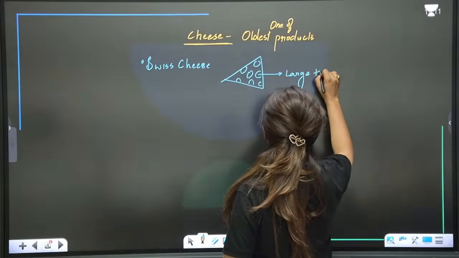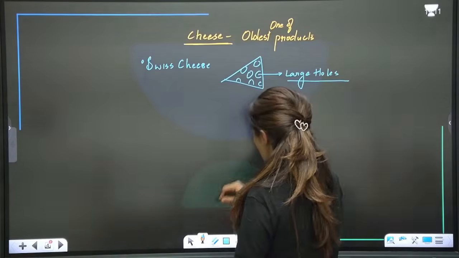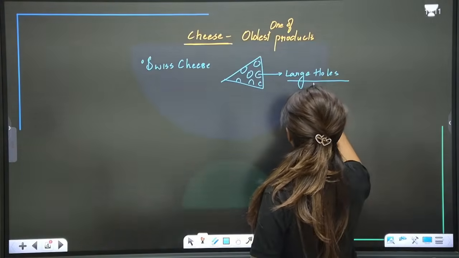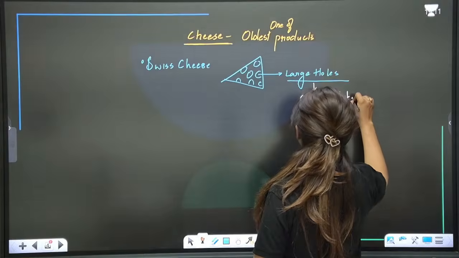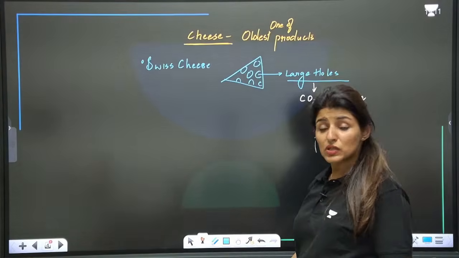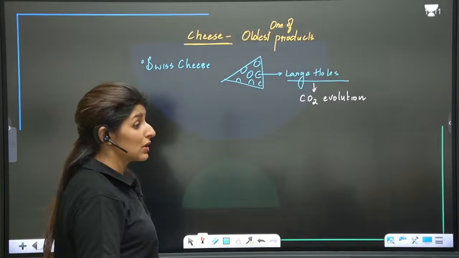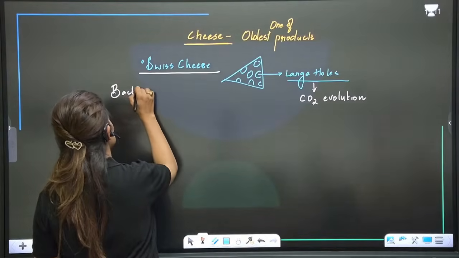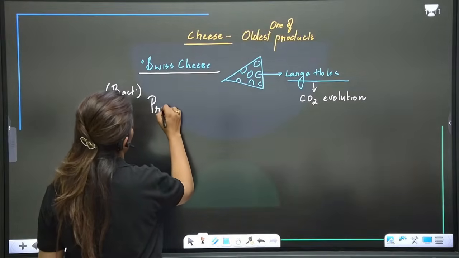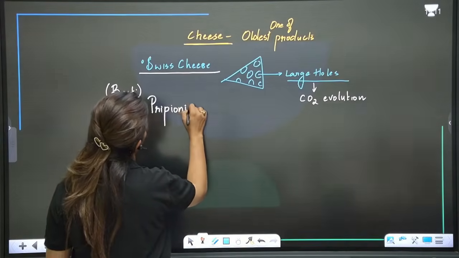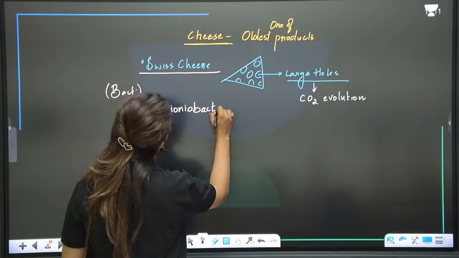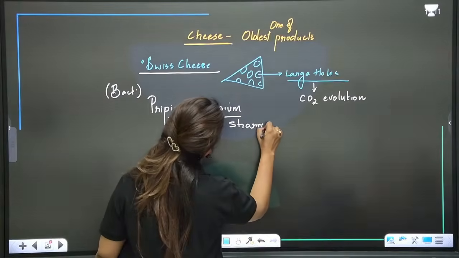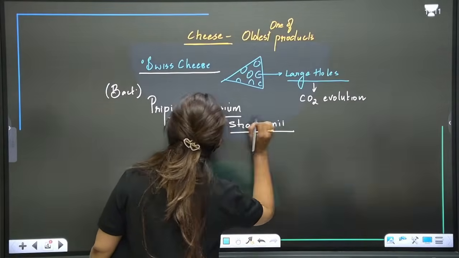So what is responsible for causing these large holes? It is carbon dioxide evolution. The release of CO2 will produce large holes in Swiss cheese. Now we are talking about microbes, so we must know which microbe is responsible for producing the Swiss cheese. It is a bacteria, first of all. It is a bacteria named Propionibacterium shermani. Is that clear? So this is the name of a bacteria.